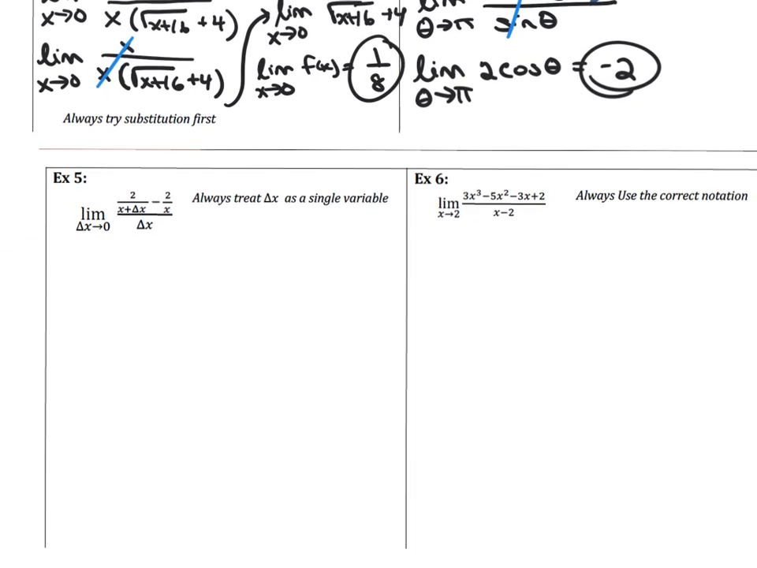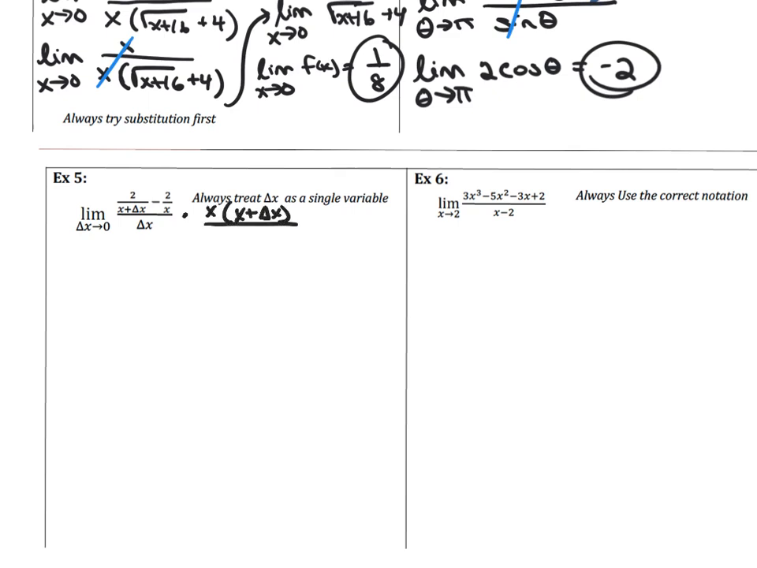All right, let's take a look at example number 4. We have several fractions. When we plug in 0 for delta x, we have 2 over x minus 2 over x, so we have a 0 in the numerator and a 0 in the denominator. So we're going to try and clear out our fractions to clear out this indeterminate form. We're going to treat delta x as if it's a single variable, like a y. So that would mean that our common denominator is x times x plus delta x.